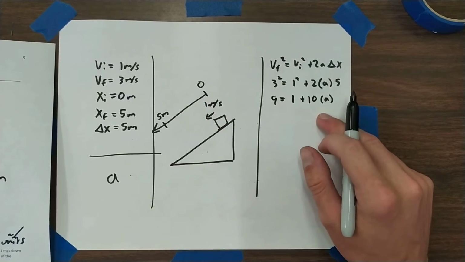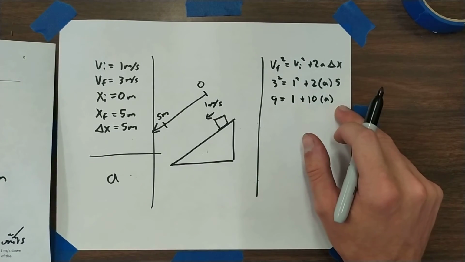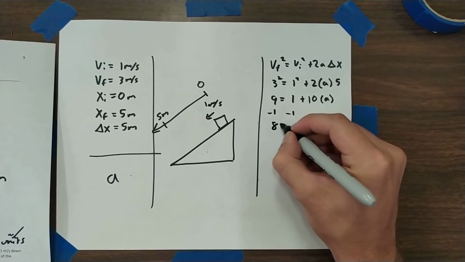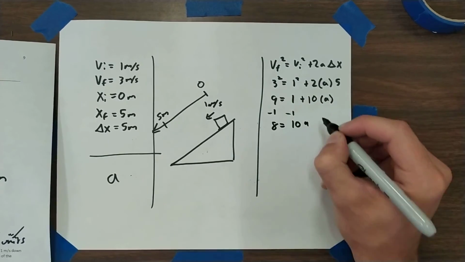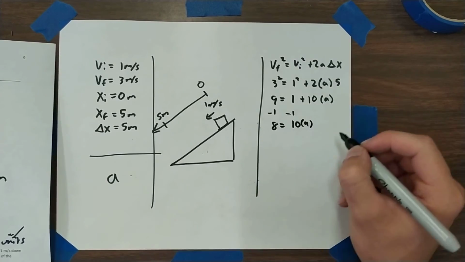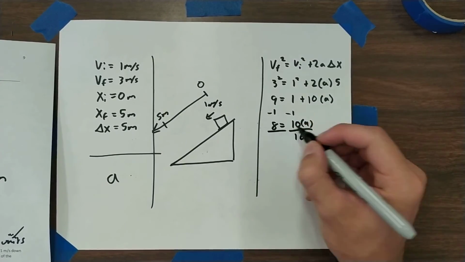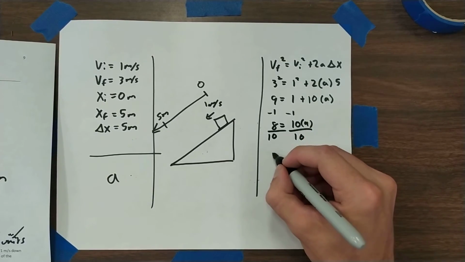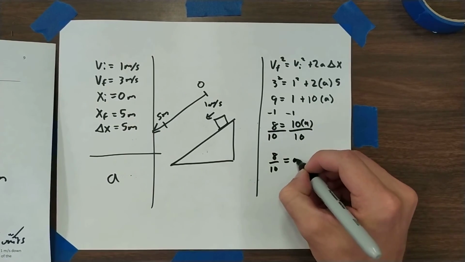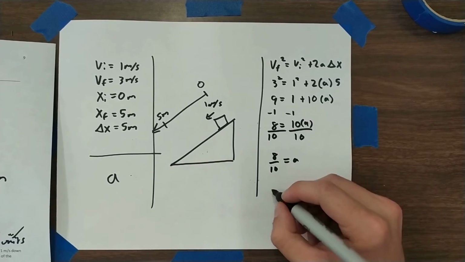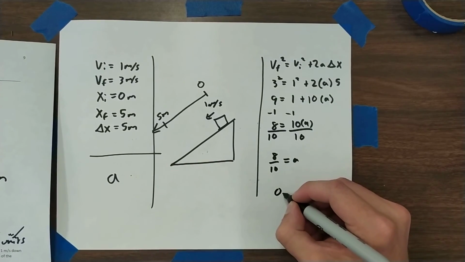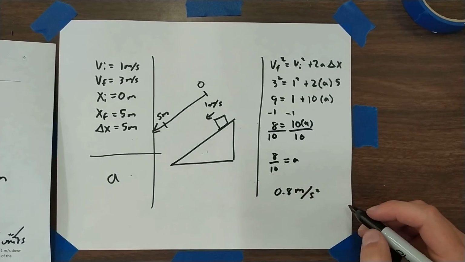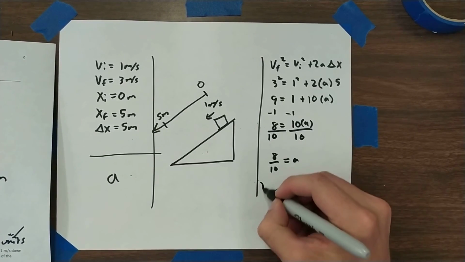Then I'm trying to get A by itself. I've got a 1, and I've got a 10 times A, so I'll get rid of the 1. By subtracting it from both sides, I get 8 is equal to 10A. And then getting just A by itself, I'll divide by 10, because I've got it multiplied by 10. So to undo multiplication, I'm dividing. And I get the answer of 8 over 10 is equal to A. When I plug that into a calculator, I get 0.8. And then my units for acceleration are meters per second squared. So that's our final answer.